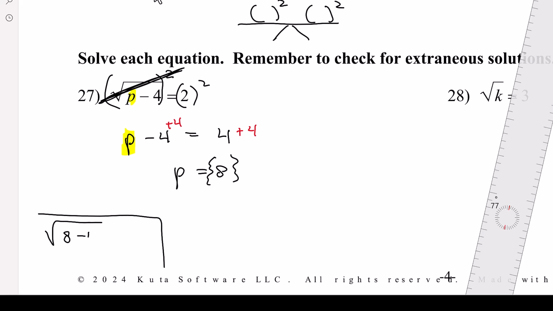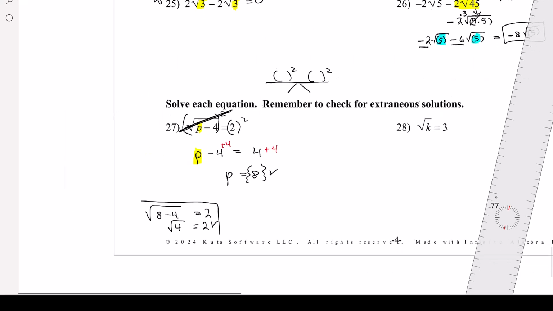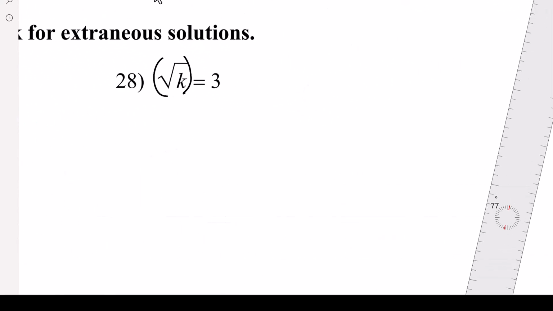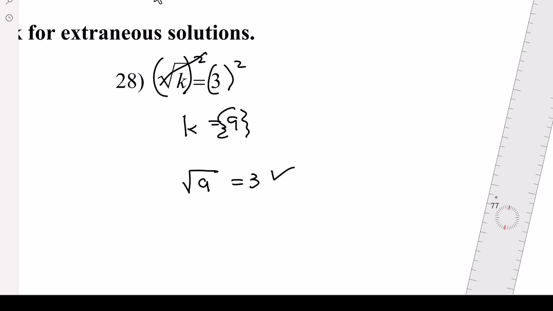So 8 subtract 4 is equal to 2. Well, 8 subtract 4 is 4. Yep, the square root of 4 does equal 2. So that answer checks out. And on this one, well, that's pretty easy. If you square both sides, you get k is equal to 9. And then when you do the check, the square root of 9 does equal 3. So that one's really easy.